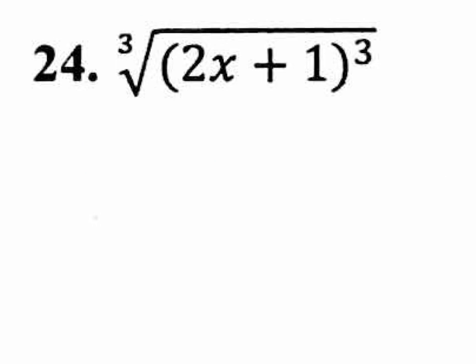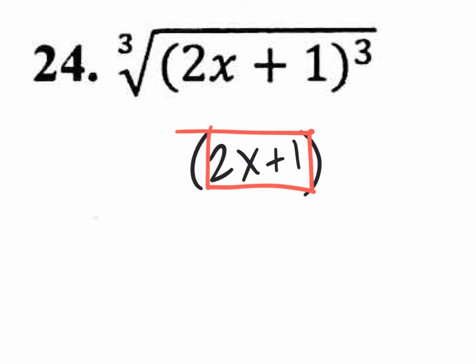Ridiculously easy. I mean, you don't even have to change it to a rational exponent. You could, and you get 3/3. But the bottom line is that third root will undo with the third power. So your final answer is just the binomial 2x plus 1. And you don't even need the parentheses, just 2x plus 1, and that's it.